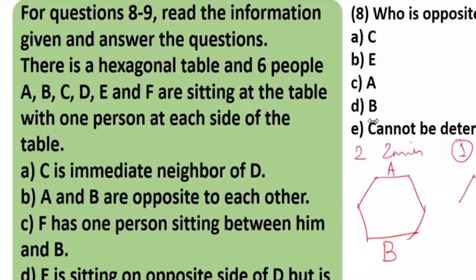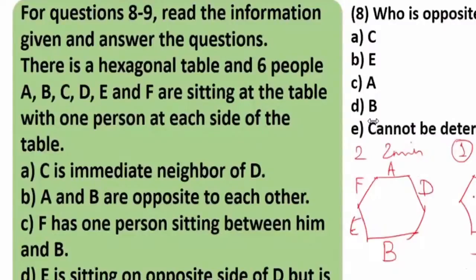But let us draw another diagram over here. This is A, this is B. So F can be here, 1 person sitting between B and F, can be here, again here, 1 person sitting between F and B. Then E is sitting opposite side of D, but is not a neighbor of A. So, E cannot be here. E can be here or here. But if E is over here, opposite D cannot be. So, E can be here and D is here.